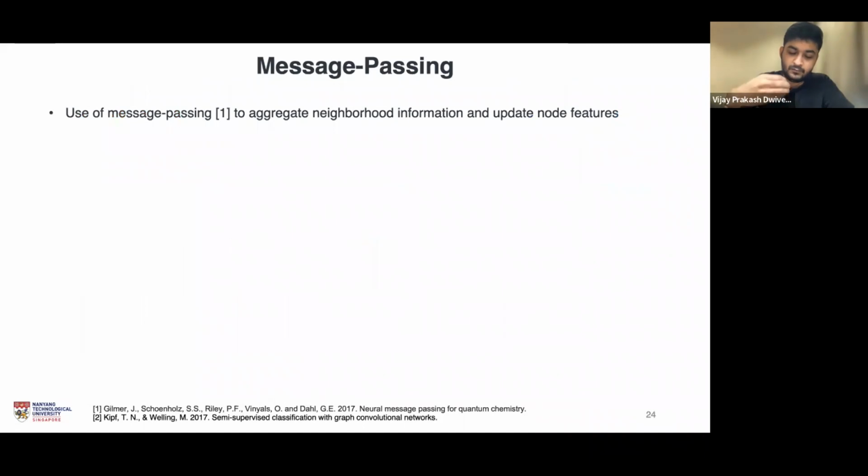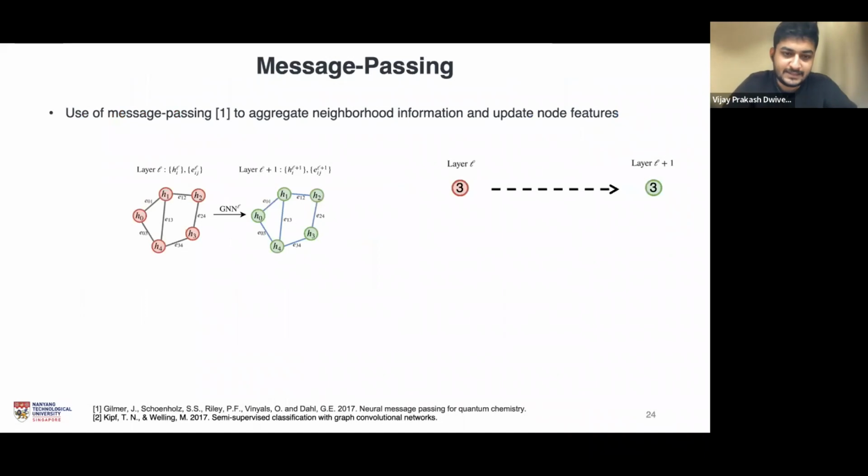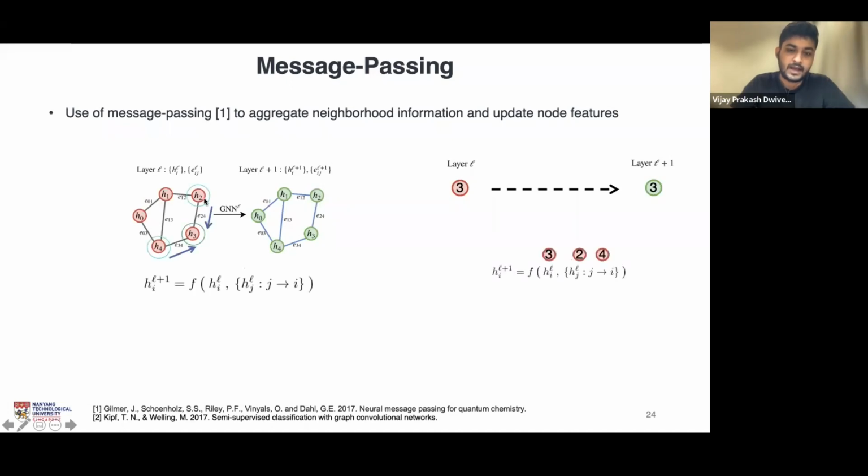Because for each feature update of a node, we aggregate neighborhood information and only then update the node features. So for example, if we consider this graph, and we want to update the feature representation of node 3 from layer L to layer L plus 1, based on the GCN equation that we had before, it takes in the information from node 4 and node 2, and then updates the feature information of node 3 to the next layer, from the red to the green color.